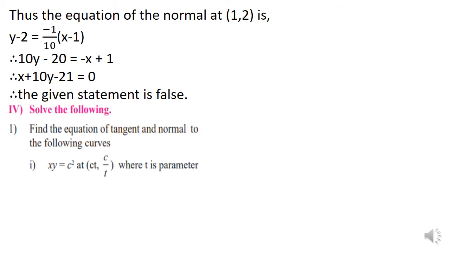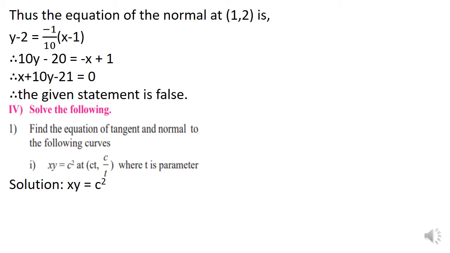Now we go on to question number 4 of your miscellaneous exercise. That is, solve the following. The first sum in that: find the equation of tangent and normal to the given curves. The first curve is xy is equal to c square at the point (ct, c upon t), where t is the parameter. Now you need to listen carefully and understand this sum properly.